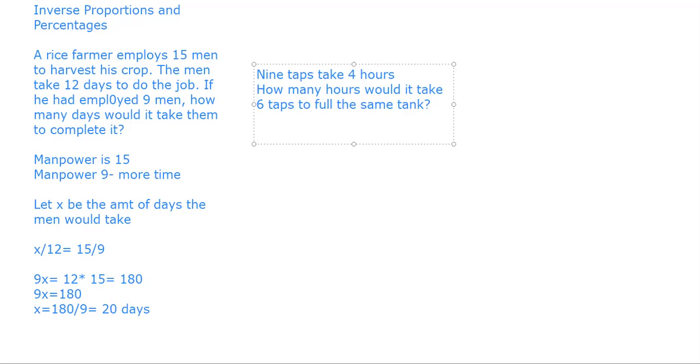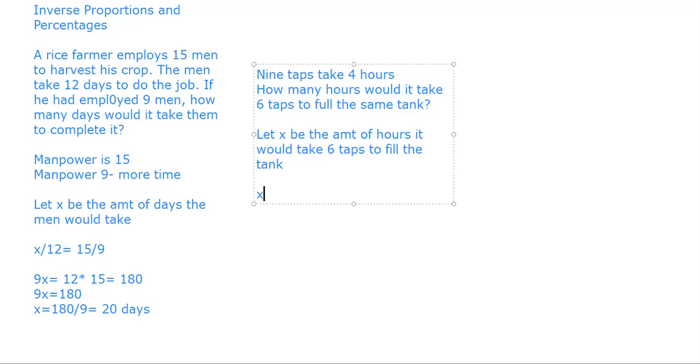So we proceed. Let X be the variable, what we are looking for. So we are looking for hours. Let X be the amount of hours it would take 6 taps to fill the tank, right? We start to write X over, so we are trying to find the amount of hours. So we put X over the amount of hours before, 4, which is equal to, how many taps did they use before? 9, and we put it over the 6.